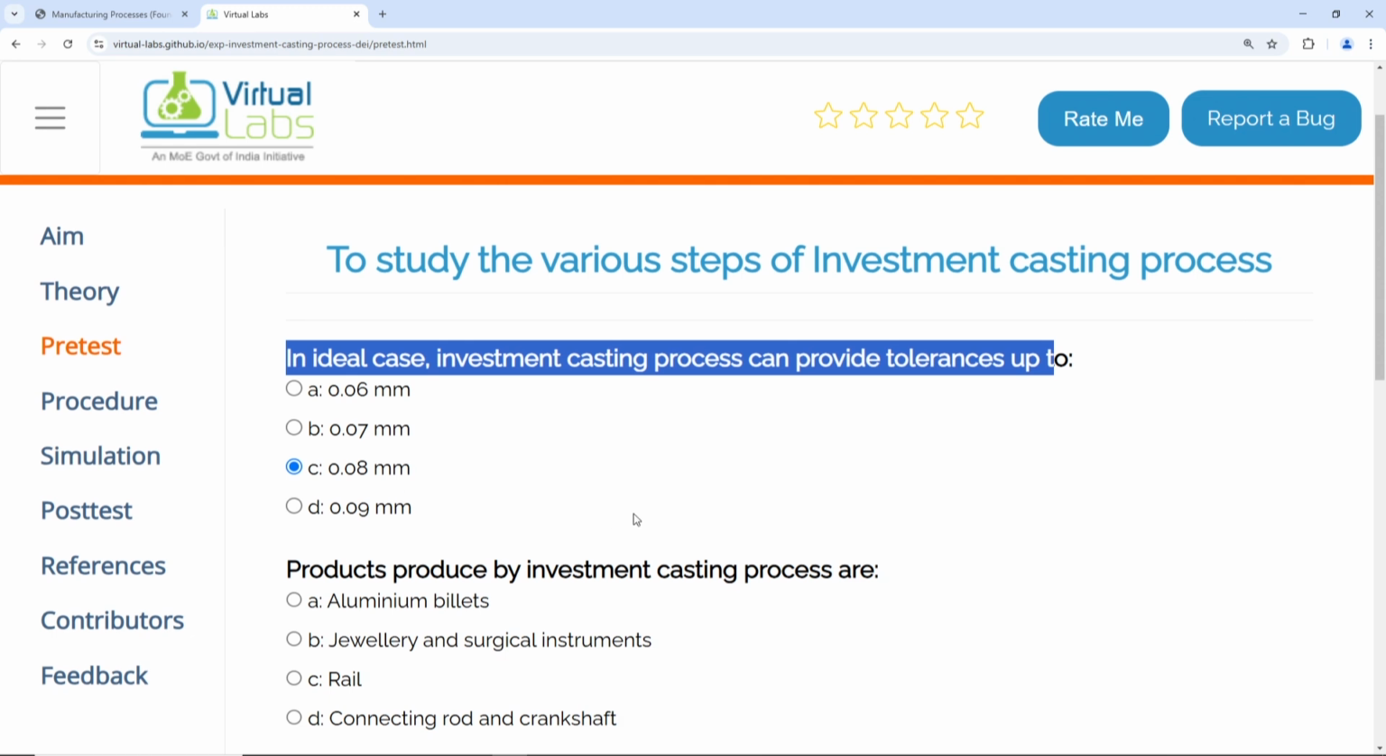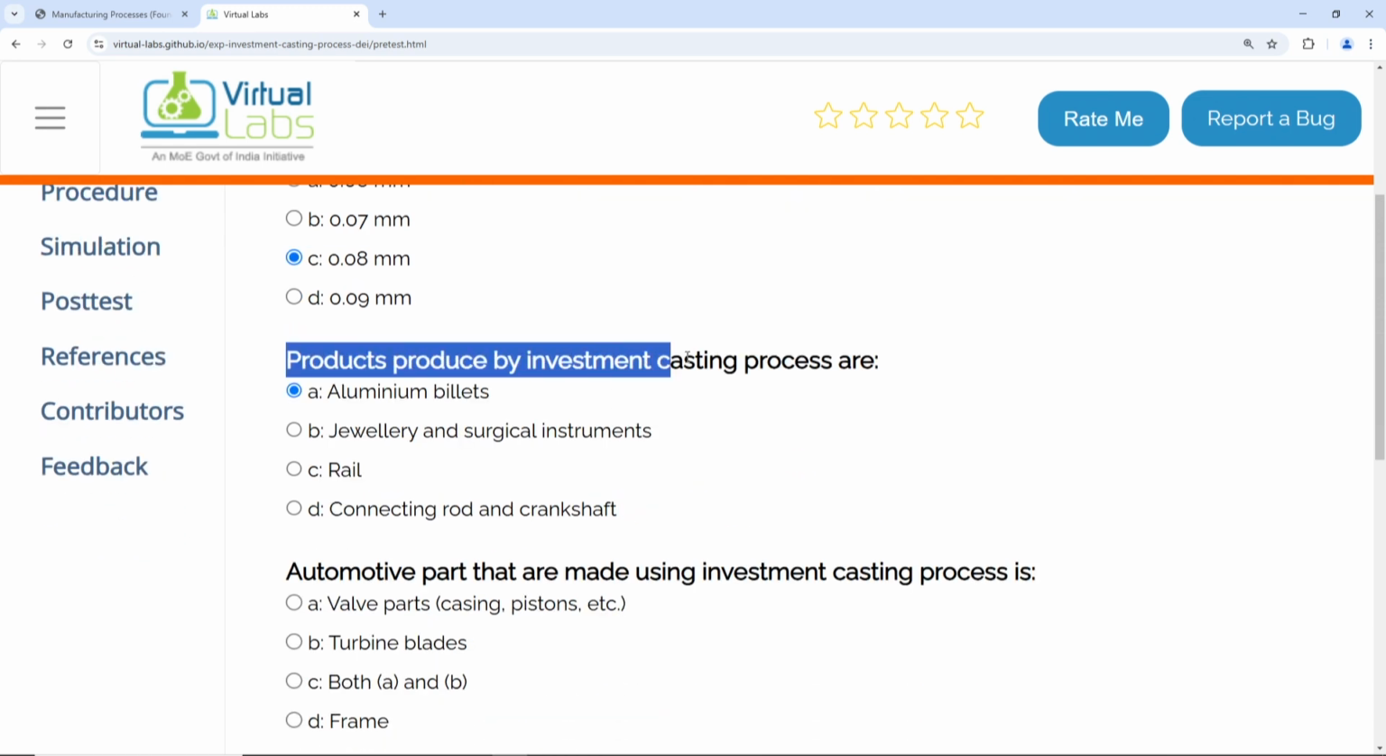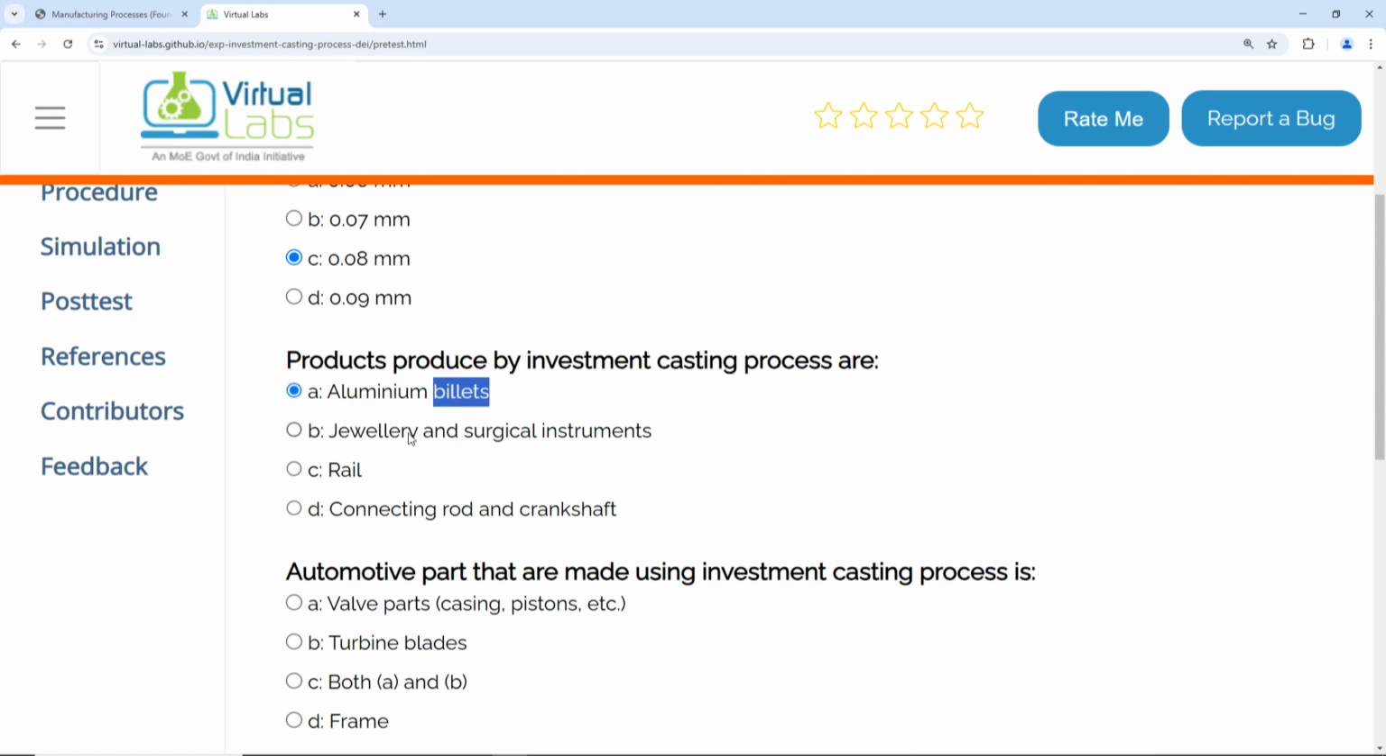0.08 millimeters. Products produced by investment casting are generally small products or products which are required in large number. Heavy products cannot be produced. Aluminium billets are very heavy, so this is not the right answer. Jewelry and surgical instruments, yes, this could be the right answer. Rail is a big component. Connecting rod and crankshaft, no. So, this answer should be B, that is jewelry and surgical instruments.